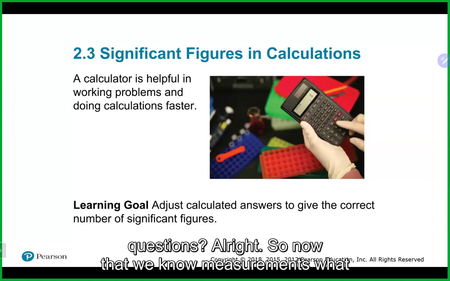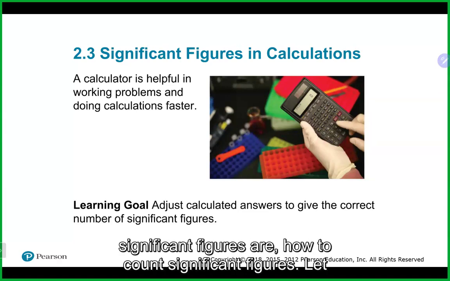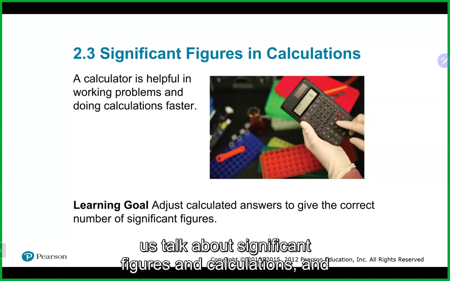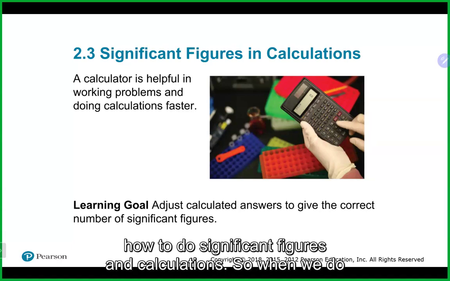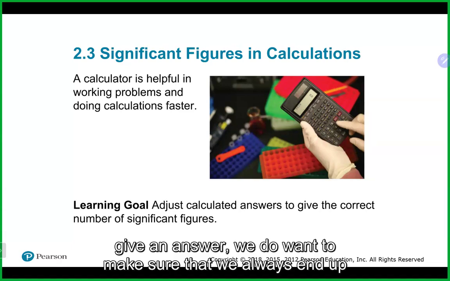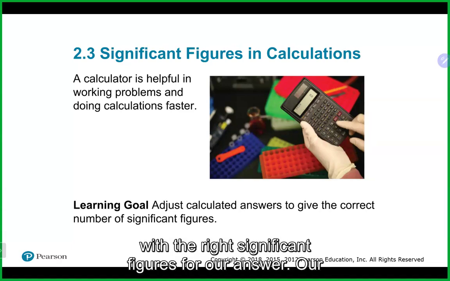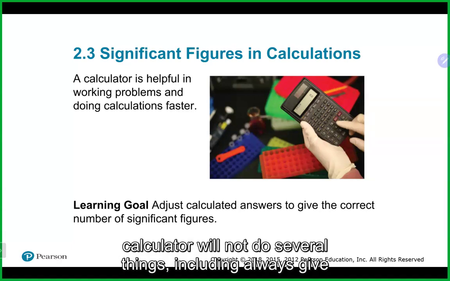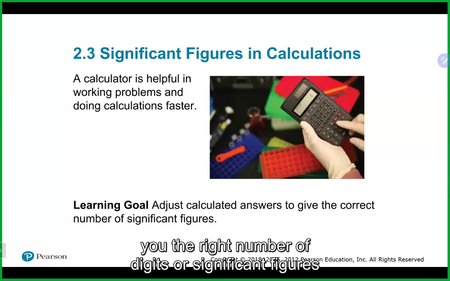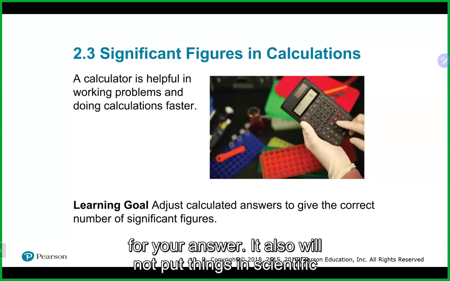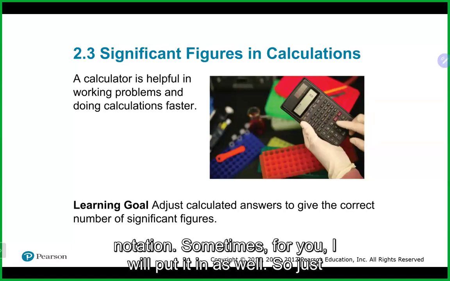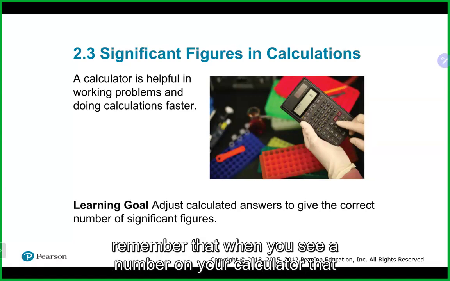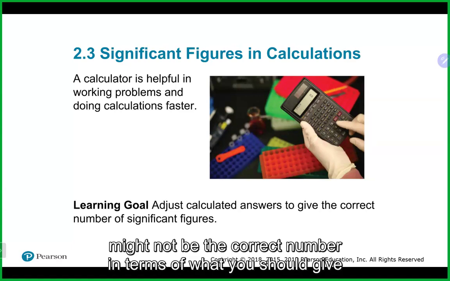All right, so now that we know measurements, what significant figures are, and how to count significant figures, let us talk about significant figures in calculations. When we give an answer, we want to make sure that we always end up with the right significant figures. Our calculator will not always give you the right number of digits or significant figures for your answer. It also will not always put things in scientific notation for you. So when you see a number on your calculator, that might not be the correct number to give for your answer.